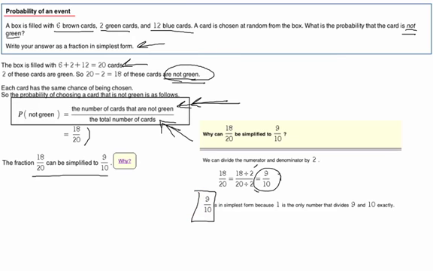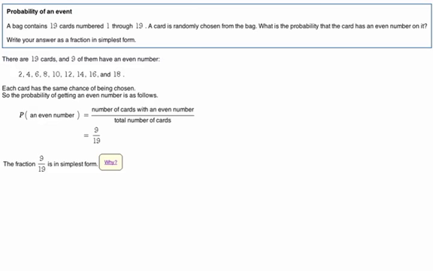Let's look at one more example. Here in this case, we've got a bag. It's got 19 cards, and they're numbered 1 through 19. If we randomly pick a card, what's the probability that it has an even number on it? Or in other words, what's the probability of getting an even number?